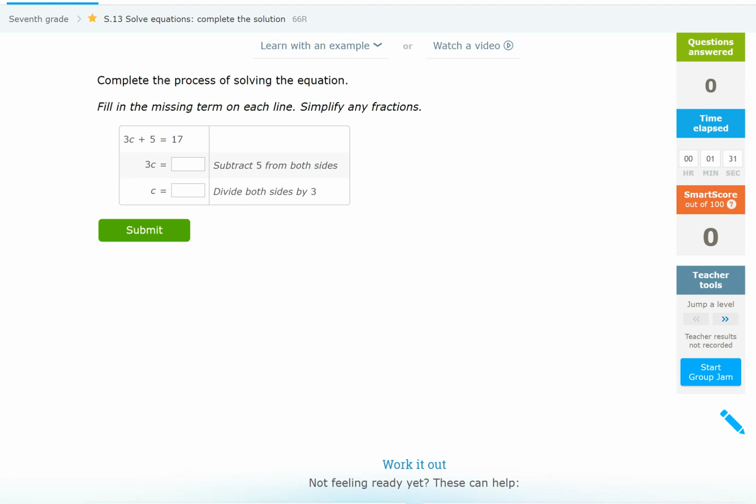Right, so let's learn how to correctly move through this skill in IXL titled Solve Equations, Complete the Solution. When you are asked to solve the equations, really all you're going to do is just solve the problem and follow the directions that they give you initially. So when you see 3c plus 5 equals 17, all they're doing here is just reminding you of what the steps are at the very first level.